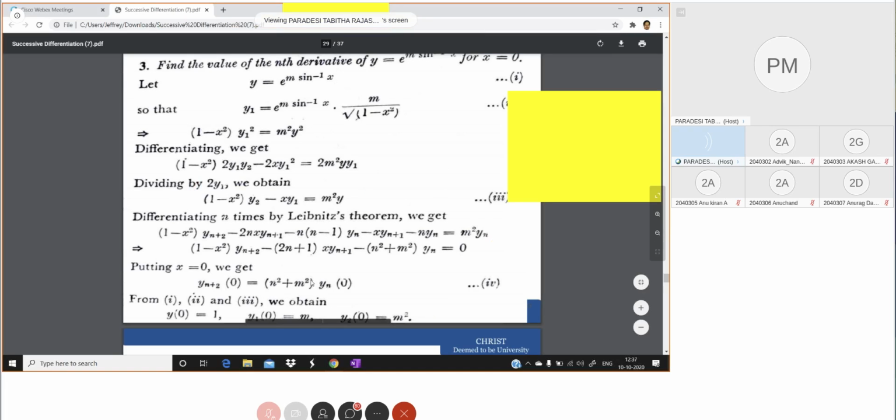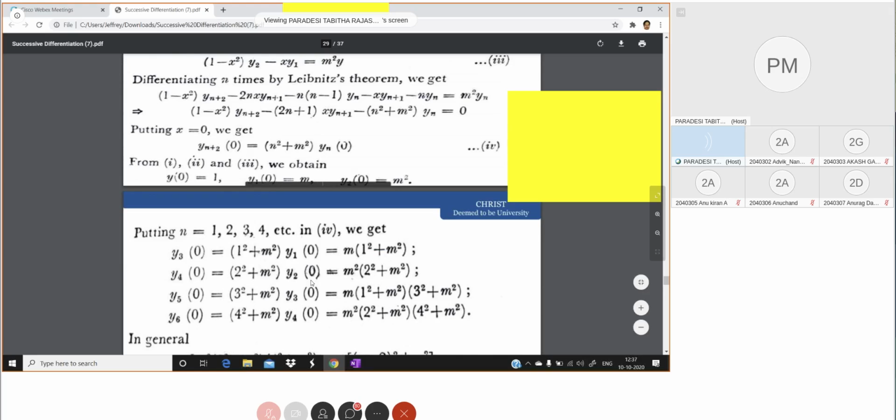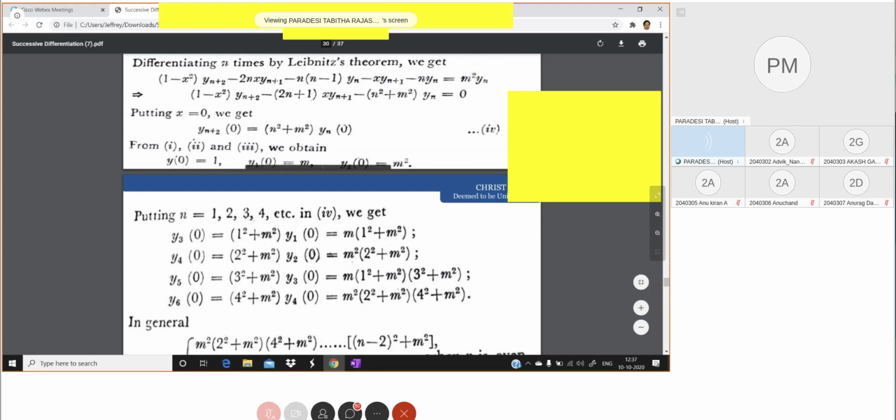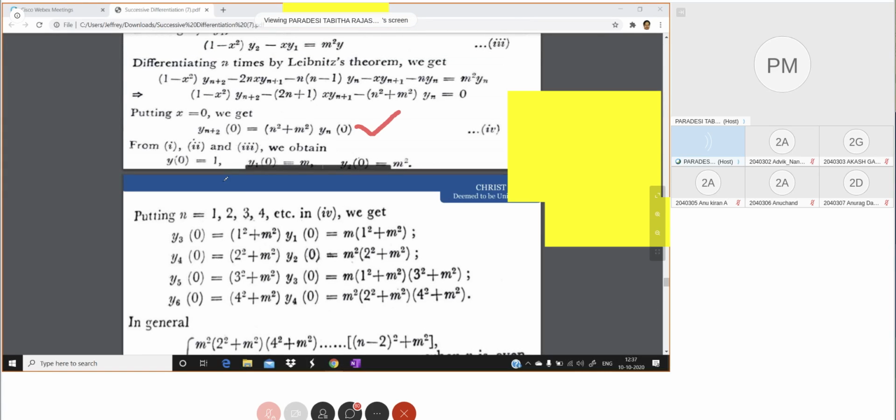Now we have this equation, which is the recurrence formula that we got. This formula starts with y3 of 0. Y3 of 0 means in place of n, a 1 will come. So 1 square plus m square into m. This is what you already confirmed with me about y3 of 0. Next, go for y4 of 0. In place of n, what do you put? 2. So 2 square plus m square into y2 of 0.